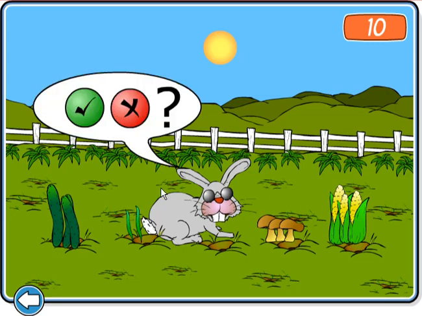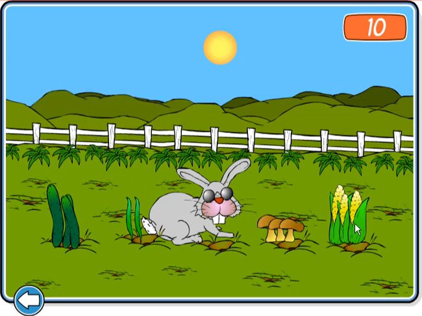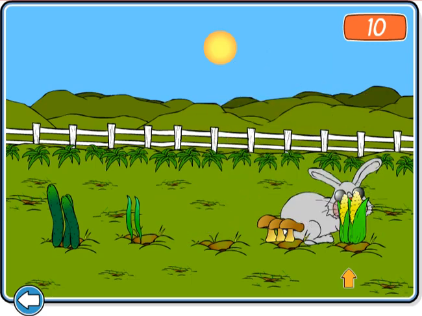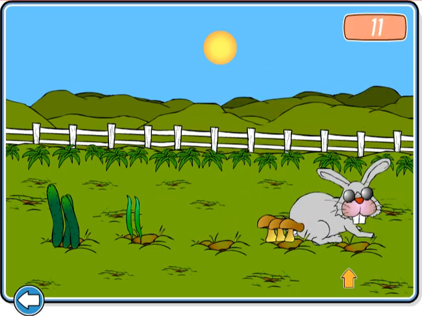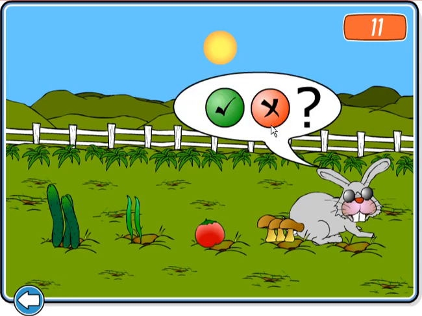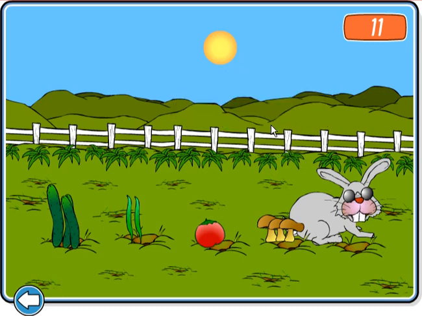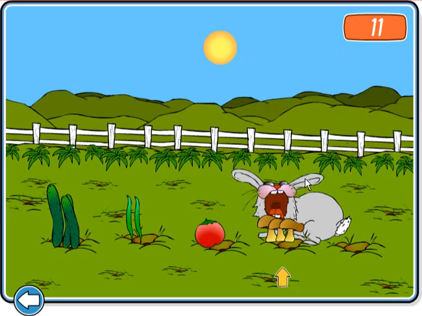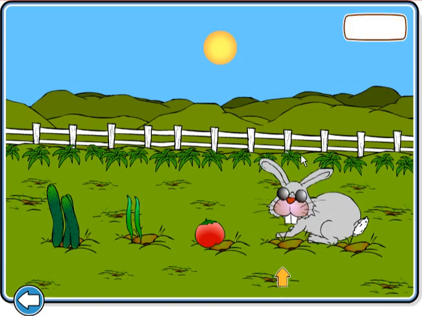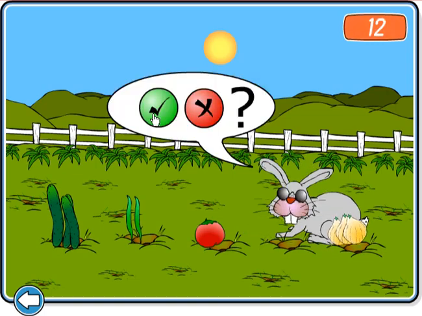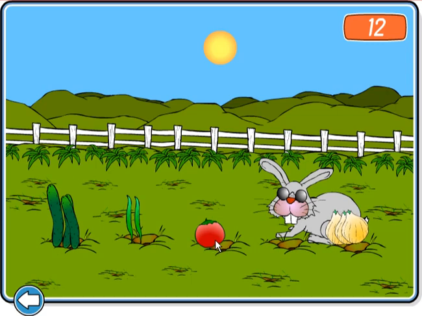Is there any corn? Yes, there is. There are some ears of corn. Are there any cucumbers? Are there any mushrooms? Yes, there are. There are some mushrooms. Are there any tomatoes? Yes, there is. There is one tomato.